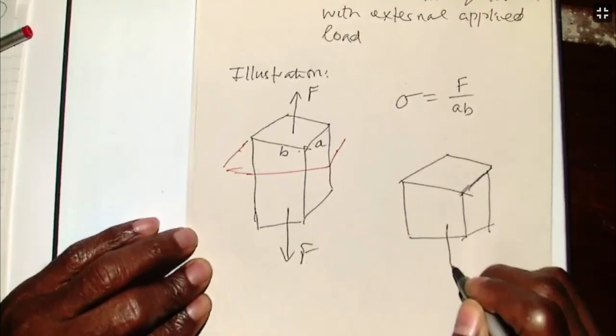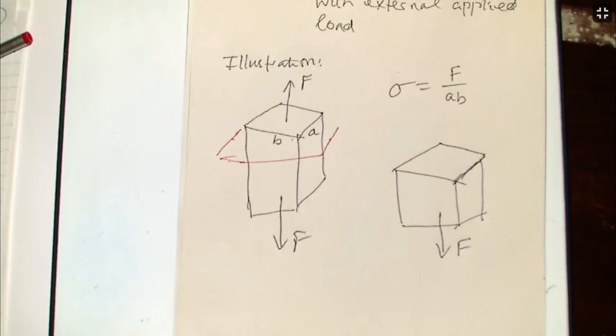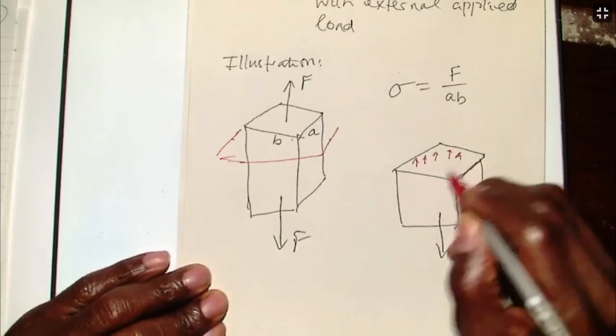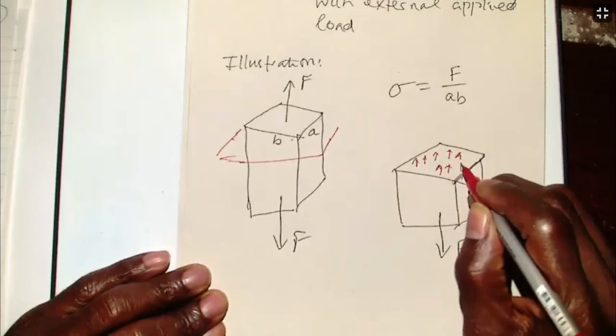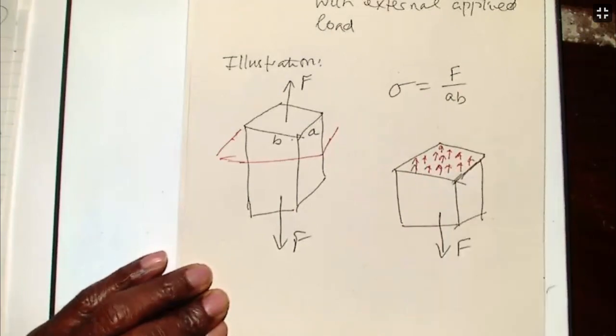Now I still have my force there, F. So that was in equilibrium. This is no more in equilibrium as it is. But the only way it's going to be in equilibrium is if I have that stress that we are trying to determine acting everywhere on that surface. So the stress acts on that surface that is now outside there. So that is my sigma.